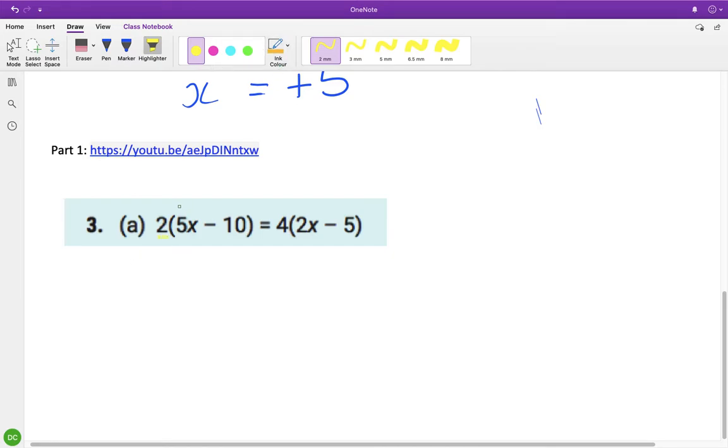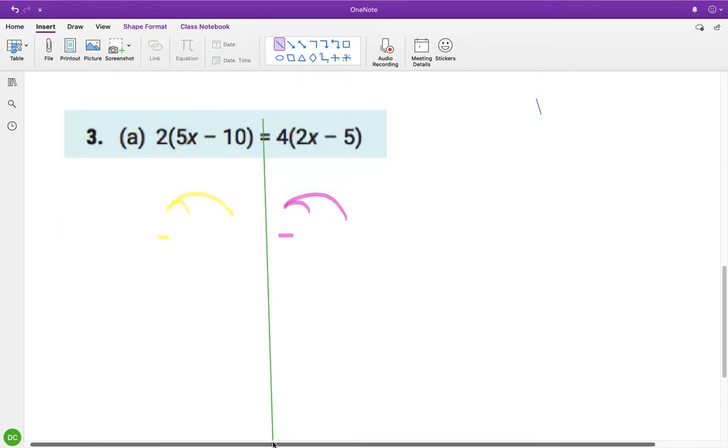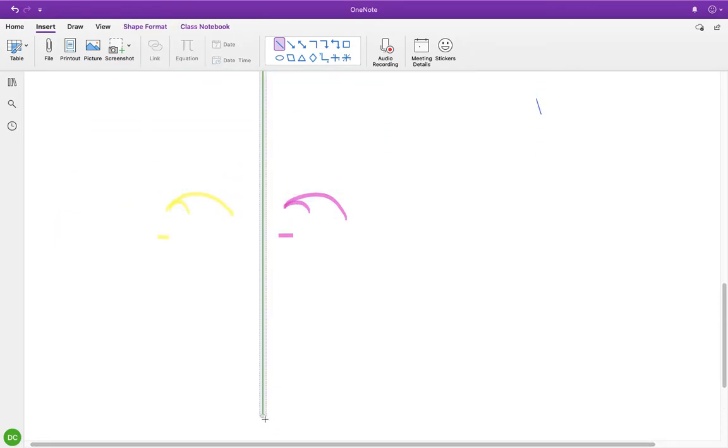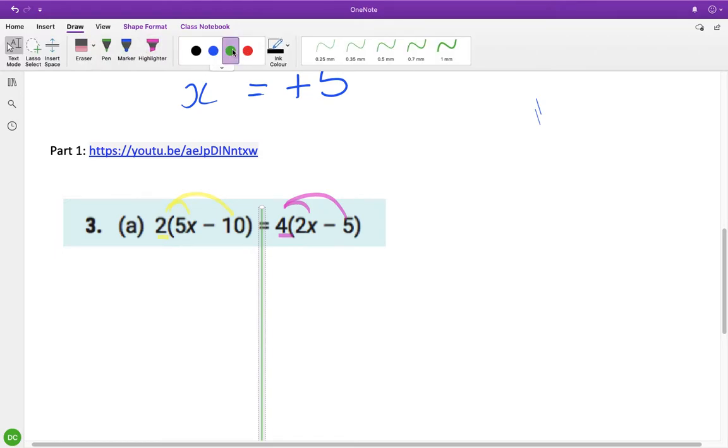Right, so the 2 will distribute on the first bracket. The 4 will distribute on the second bracket. We'll put in our line.